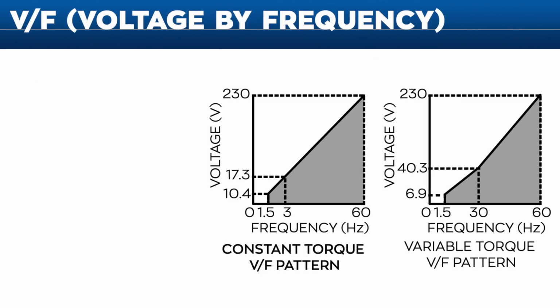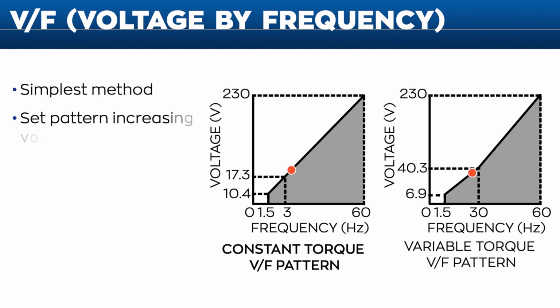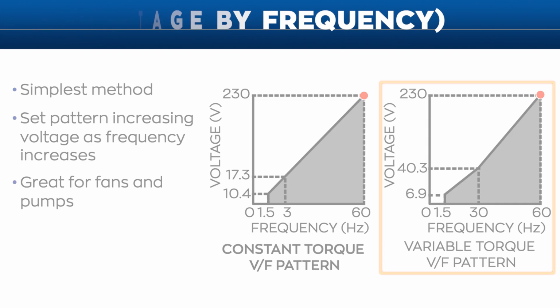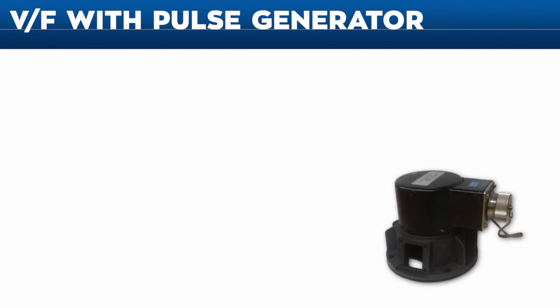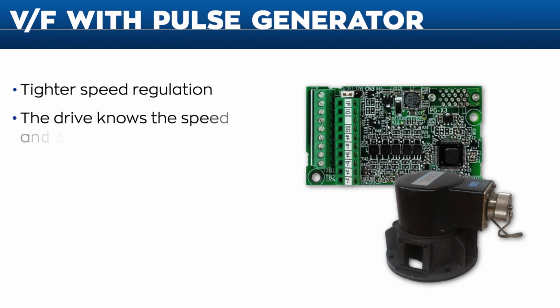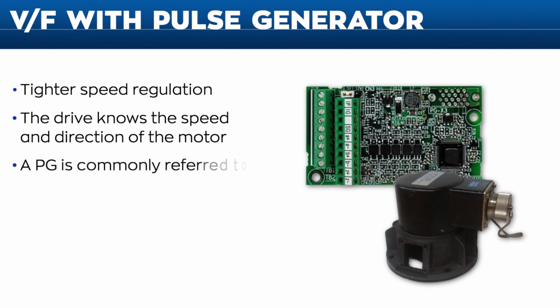VF, or voltage by frequency control, is the simplest method. Now, this follows a set pattern, increasing voltage as frequency increases. It's great for fans and pumps. It's also very good for applications that do not need tight speed regulation of the motor. When adding a pulse generator or PG feedback device, the speed regulation becomes tighter and the drive actually knows the speed and direction of the motor. A PG is commonly referred to as an encoder.